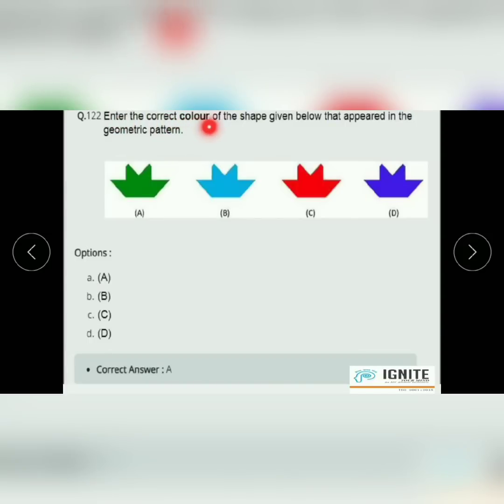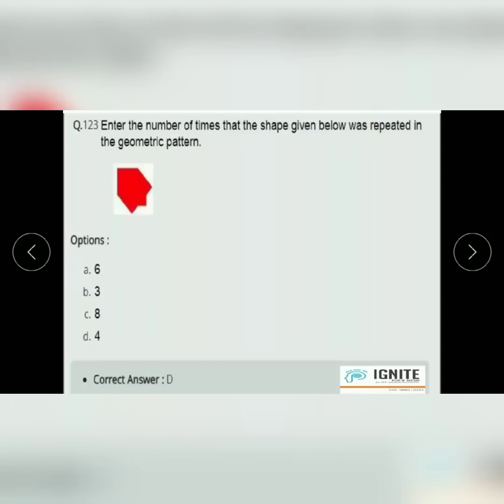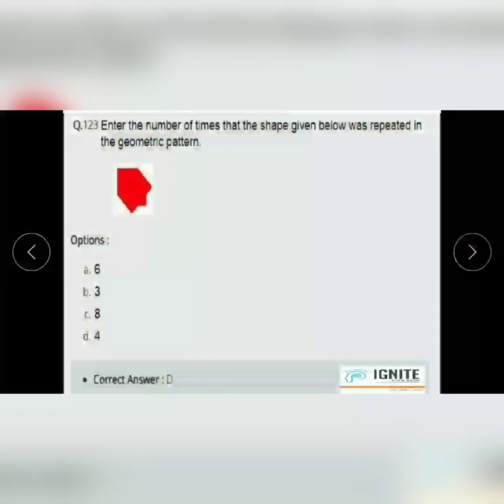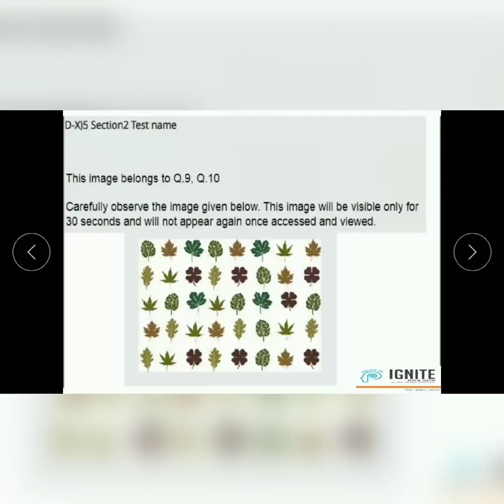Enter the correct color of the shape given below that appeared in the geometrical pattern. Answer is green color, option A. Okay. Next, observe this image carefully. The question is, enter the number of times that the shape given below was repeated in the geometric pattern. 1, 2, 3 and 4. Therefore, answer is option D, 4.